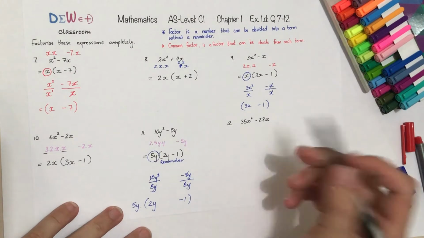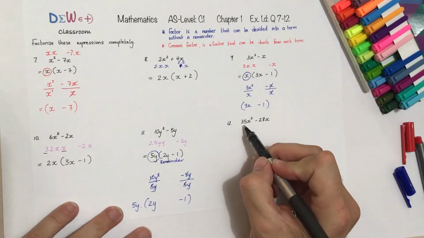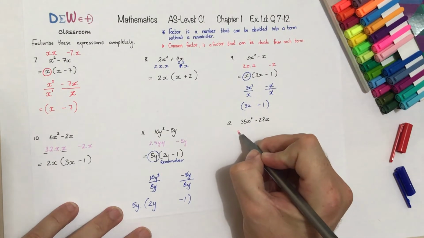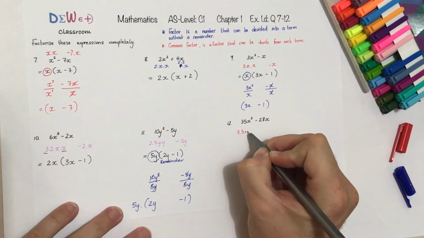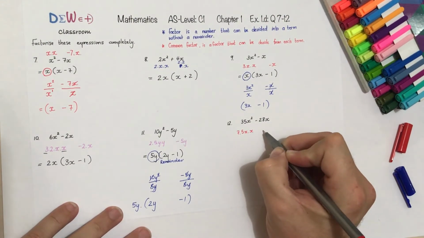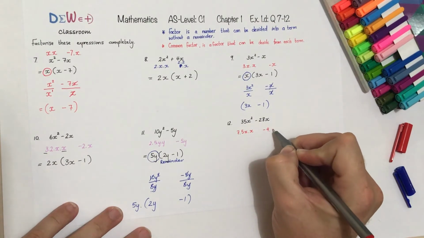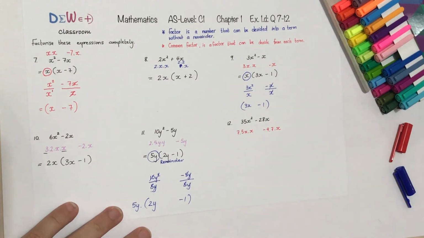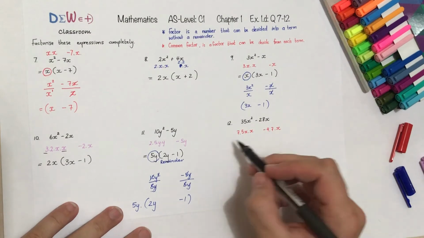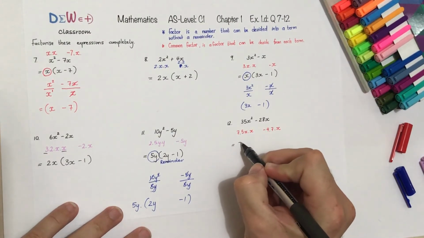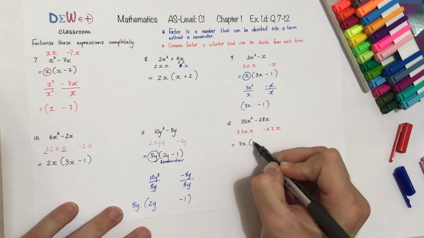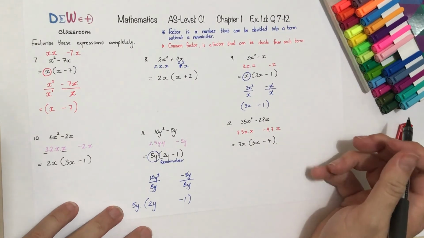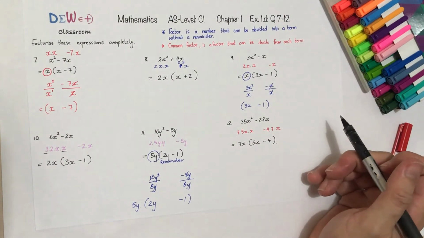We go over to question number 12, which is the last one. So here we have 35x squared. So this will be 7 multiplied by 5, x multiplied by x, and minus 4 multiplied by 7 multiplied by x. I've broken it up into the factors. We can take out the common 7 and a common x. So we have 7x. We are left with 5x minus 4. And that is the final answer for question 12.